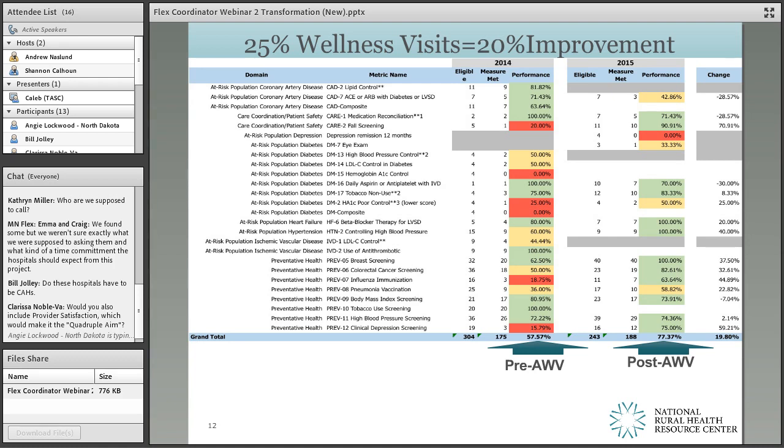So this is one community, and this is before they were doing annual wellness visits and after doing prescribed annual wellness visits for 1 year. They moved 20% in improvement in doing annual wellness visits, and that meant that they did 25% of their Medicare population in wellness visits. Just 25% with a 20% improvement changed their number from 57 to 77 on the total quality measurement in an ACO. So that's significant, especially for something that you can get paid for doing.